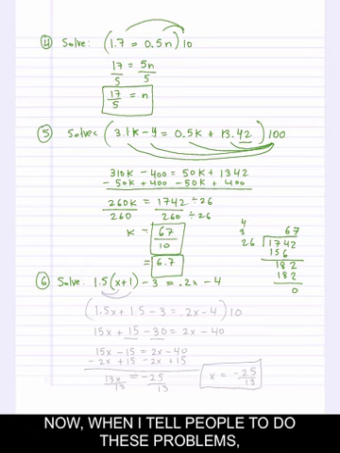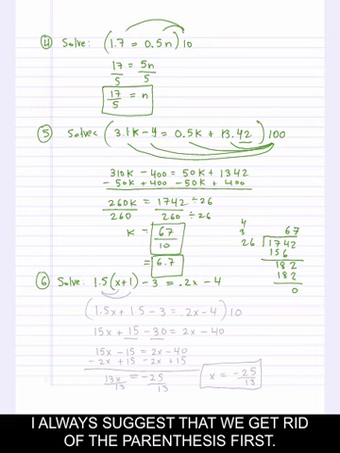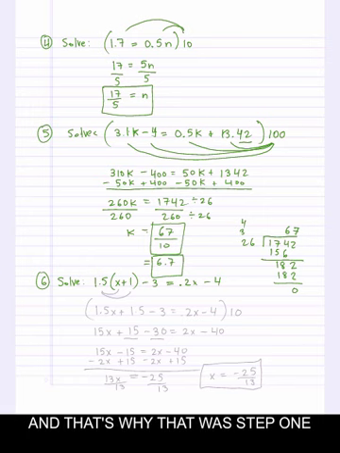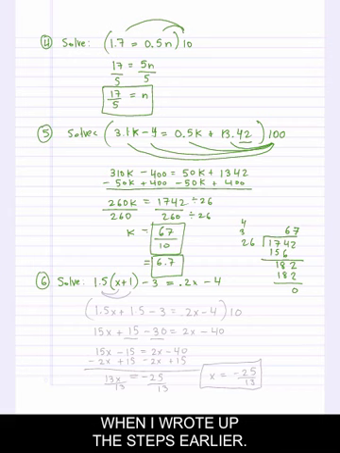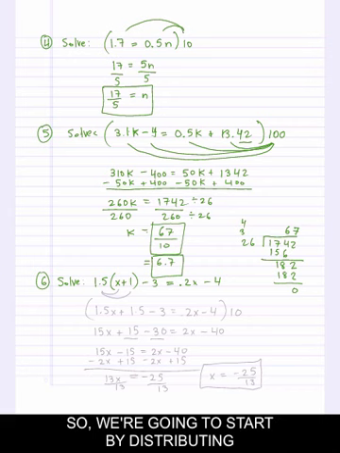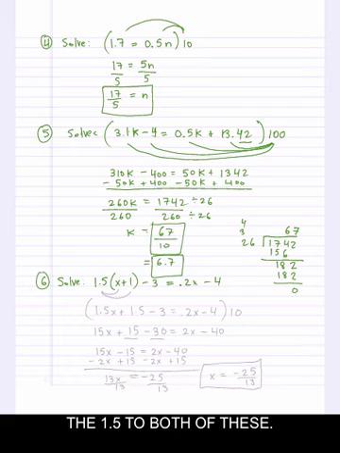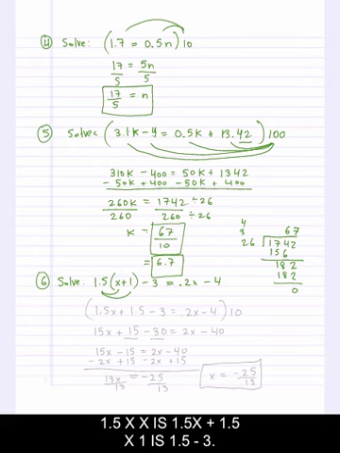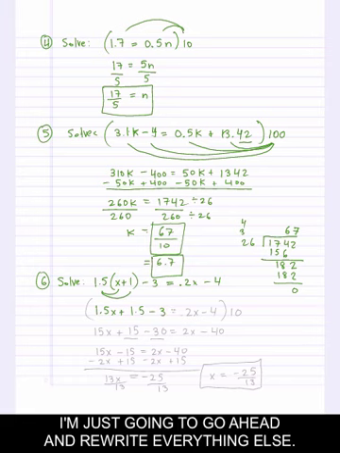Now when I tell people to do these problems, I always suggest that we get rid of the parentheses first, and that's why that was step 1 when I wrote out the steps earlier. So we're going to start by distributing the 1.5 to both of these. 1.5 times x is 1.5x plus 1.5 times 1 is 1.5 minus 3. I'm just going to go ahead and rewrite everything else.